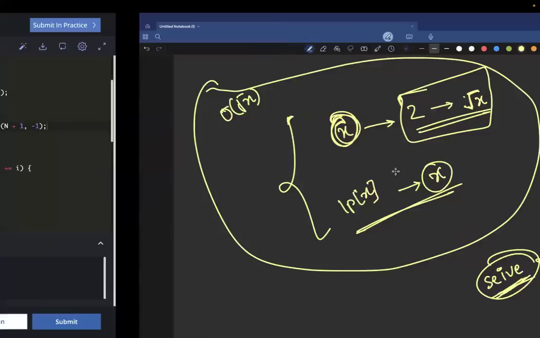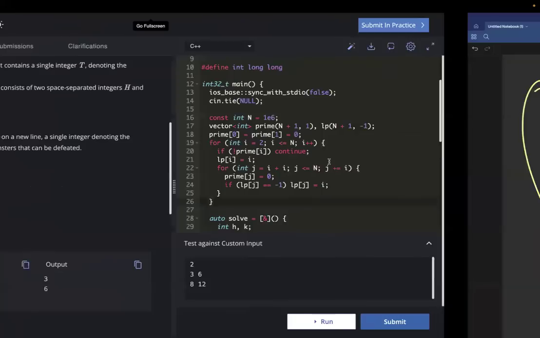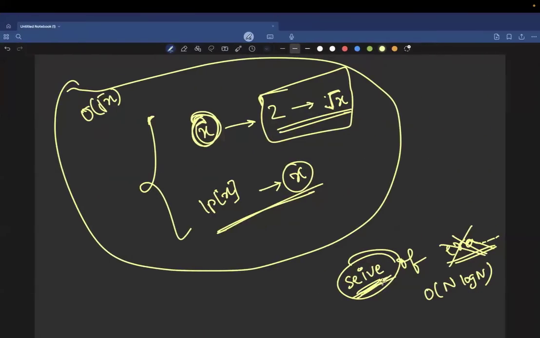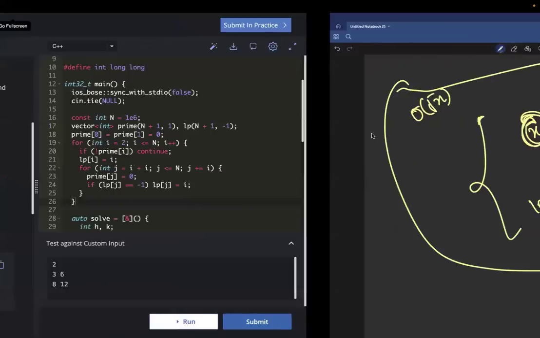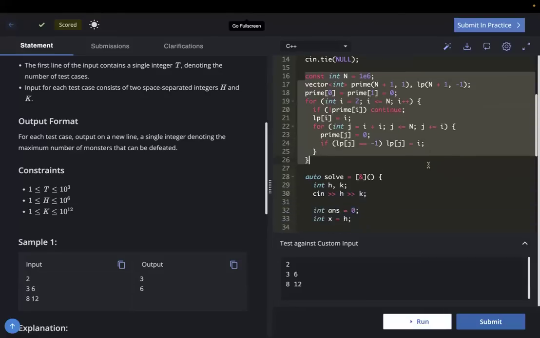So I don't think I should explain this part of the code, because if you know about Sieve, you would be able to understand it very easily. And if you don't know about Sieve, you should just go and search Sieve on the internet and understand it first. From wherever you try to understand that, this thing will make sense completely. So for now, you just need to know that it works in big O of n log n time complexity.